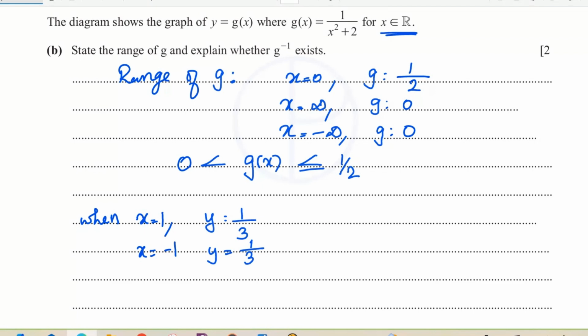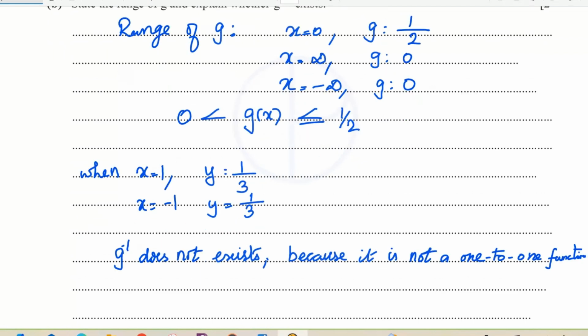So for two different inputs, you are getting the same output. So it is not a one-to-one function. So g inverse does not exist. G inverse does not exist because it is not a one-to-one function.